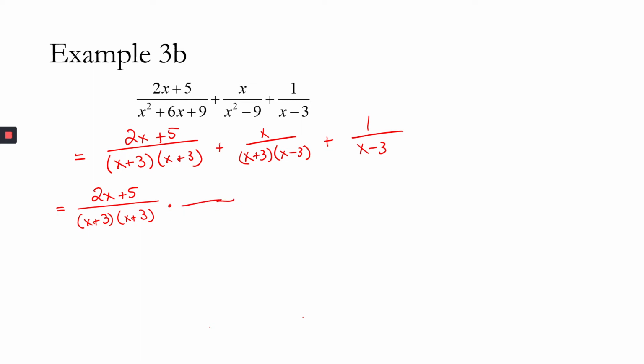So there's a space for what it needs. There's a space for what it needs. And there's a space for what it needs.